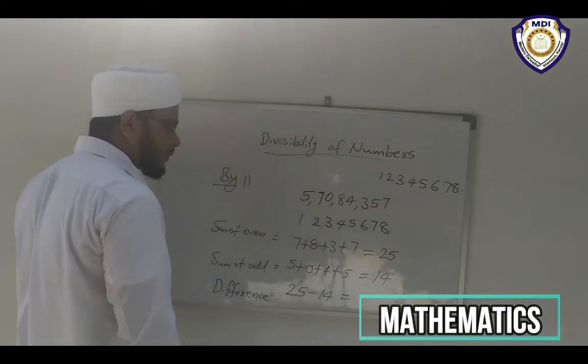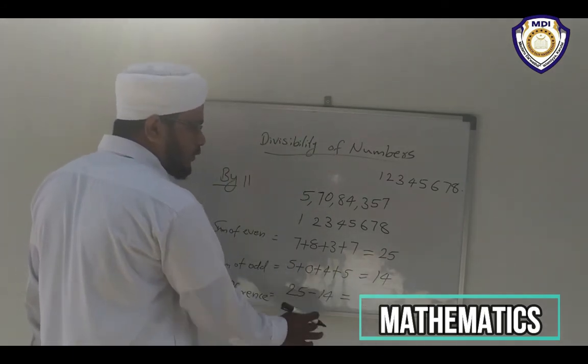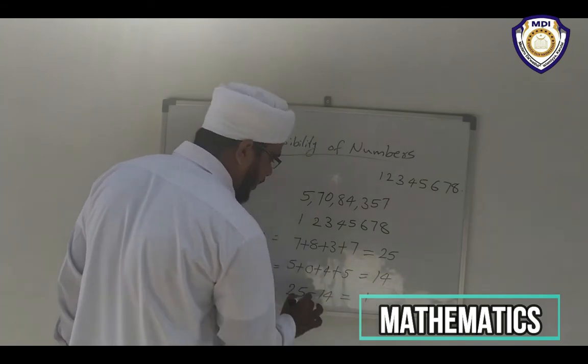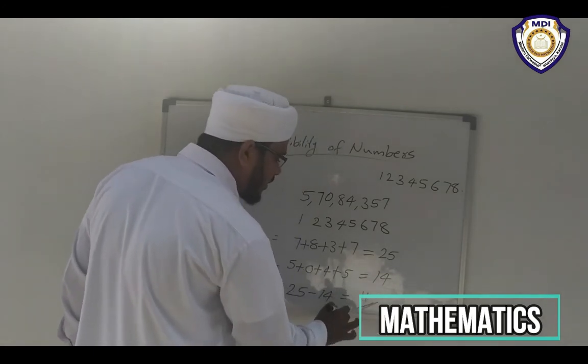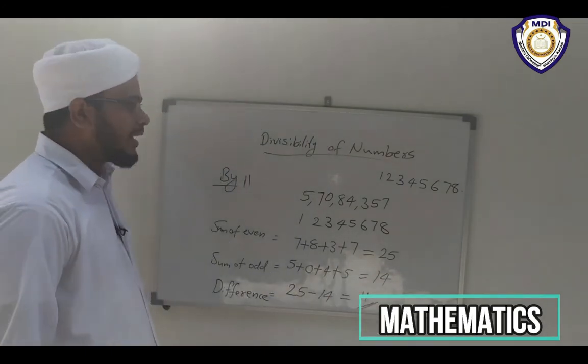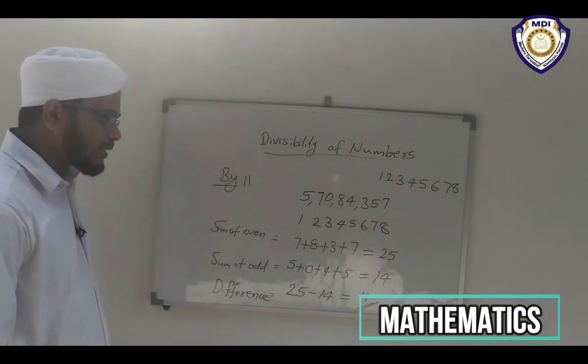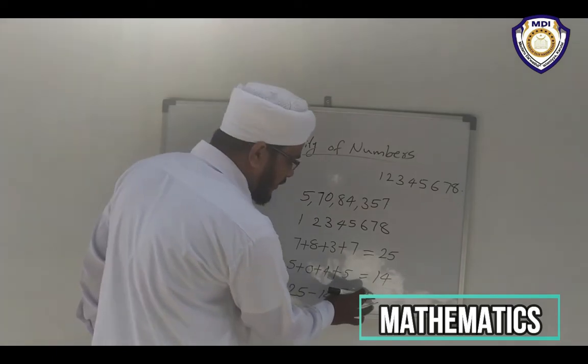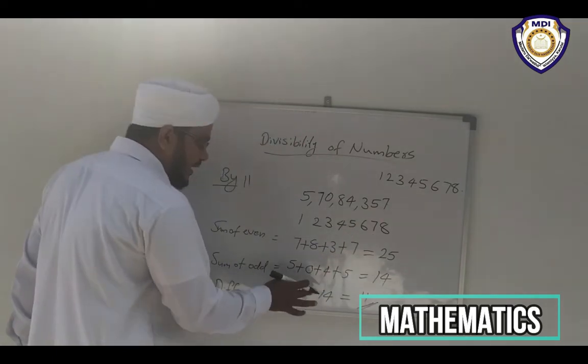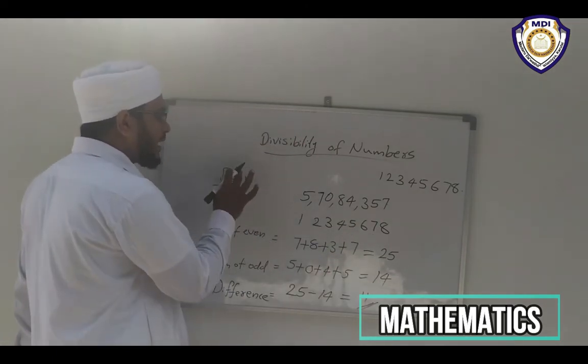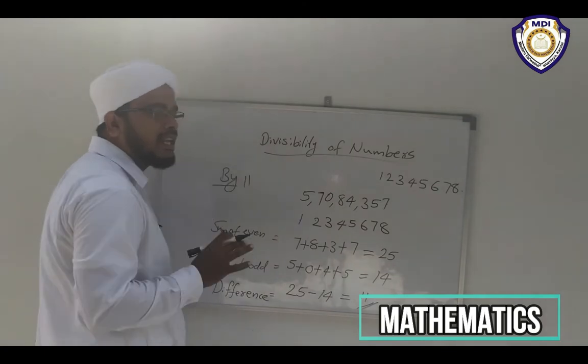What is 5 minus 4? 1. 2 minus 1? 1. Then the answer is 11. Then this number is divisible by 11, because if the difference is 11 or 0, then that number is divisible by 11.